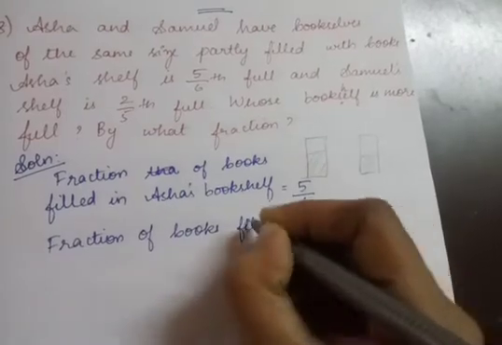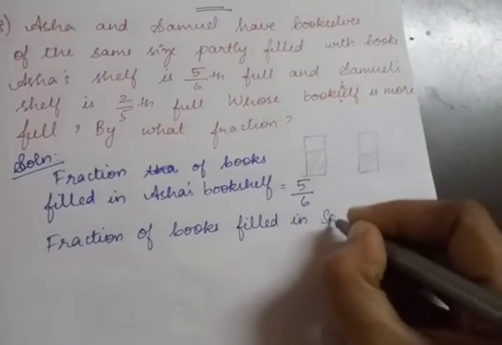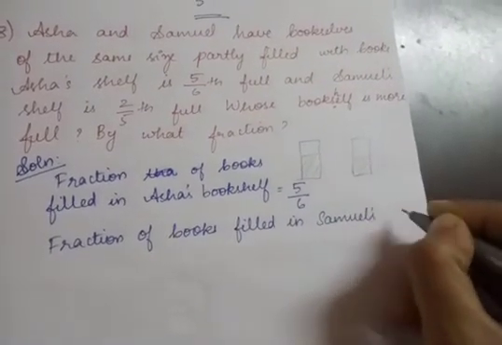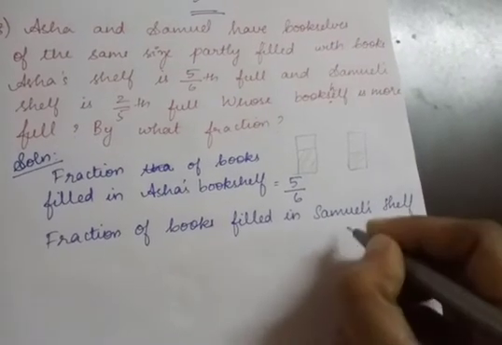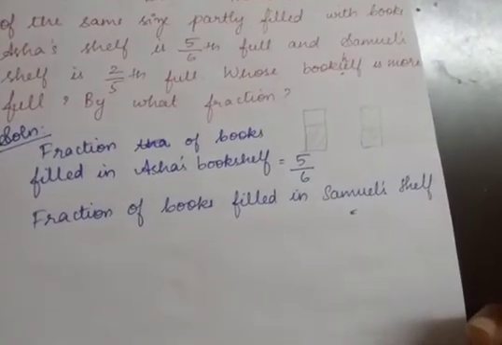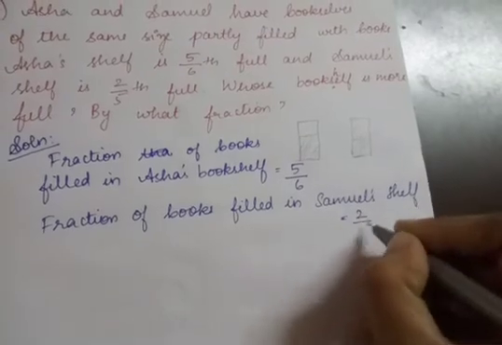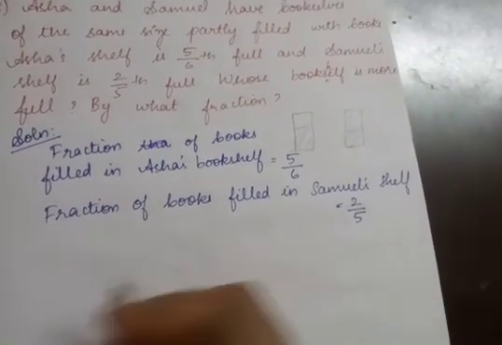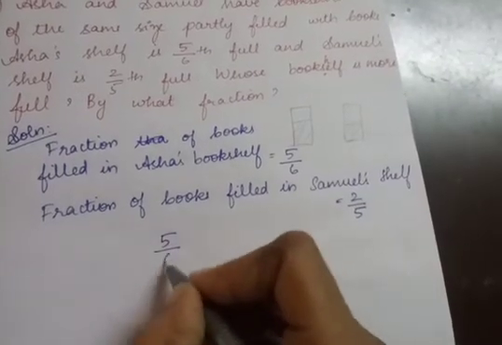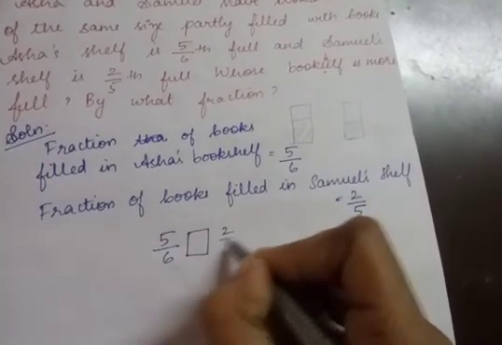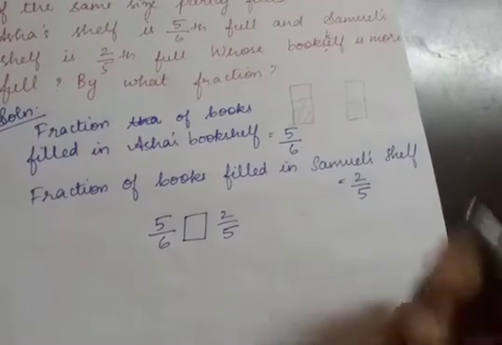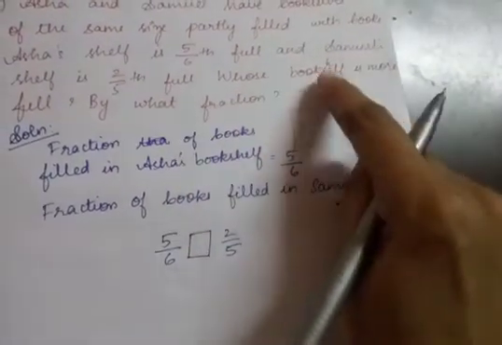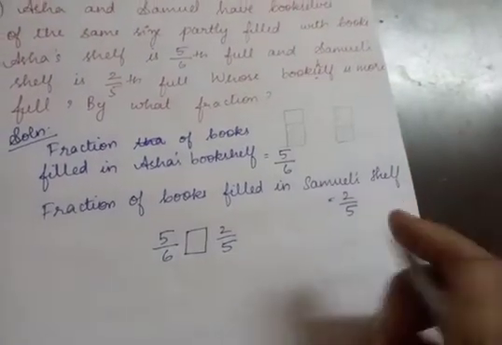Okay, next, fraction of books filled in Samuel's shelf. How much fraction of books is filled in Samuel's shelf? 2 by 5. Okay. Now what should you find? We should compare 5 by 6 and 2 by 5. Yes. Only then you will get whose bookshelf is more full.